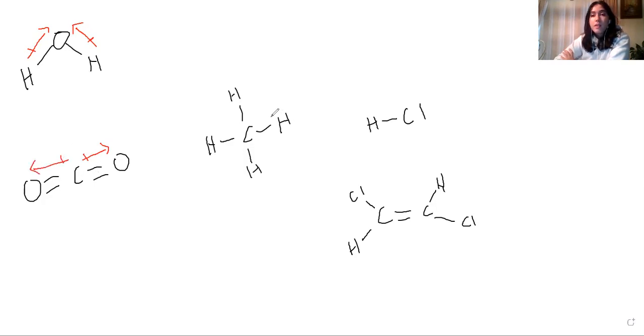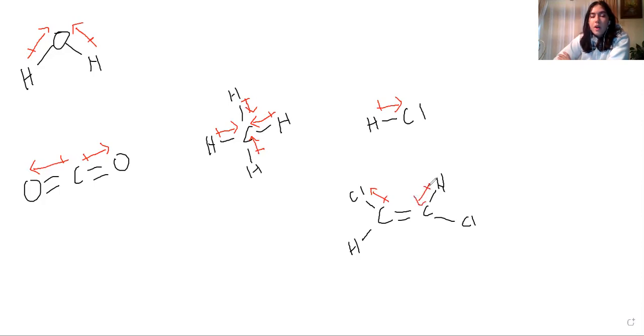Now carbon is more electronegative than hydrogen because it's more to the right than hydrogen is. So we draw our dipoles towards the carbon. And chlorine is much more electronegative than hydrogen. And here, this is our last one. Chlorine is more to the right than carbon. So here we draw the dipole going this way.